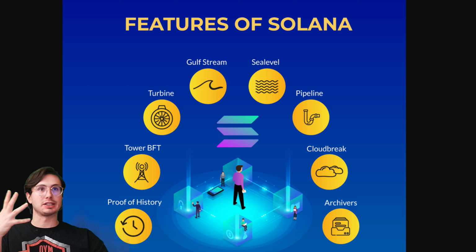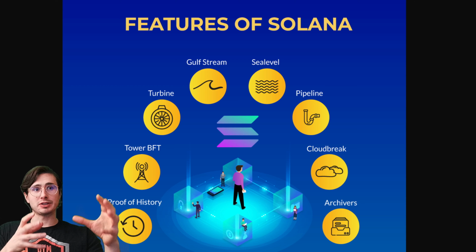They also have a lot of new features, and you can see it's got almost a nautical theme, where you have something called Sealevel, which allows you to have parallel smart contract runtime. So let's say in Ethereum, if you have a smart contract and you have many people trying to interact with it, there'll be a queue of people that are allowed to interact with the smart contract, executed sequentially. Versus Solana, you can have a smart contract that is interacted with by many different people at the same time.